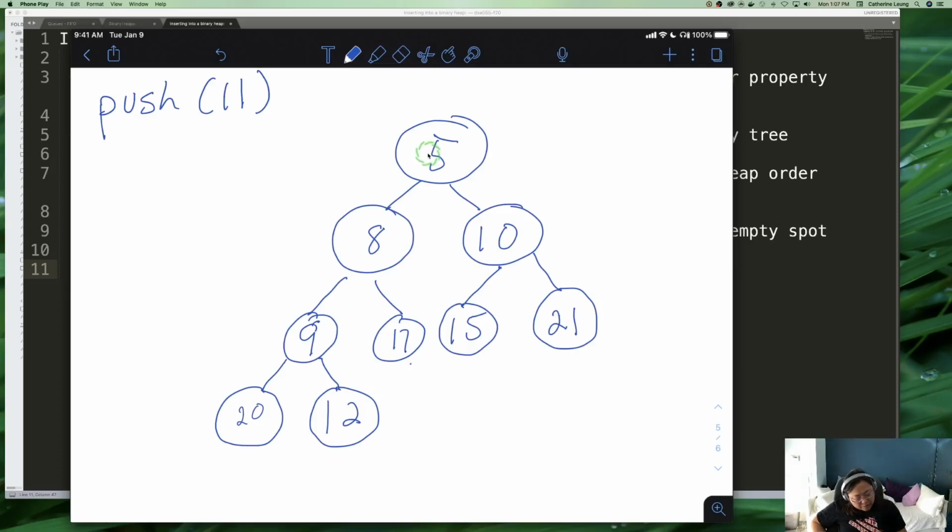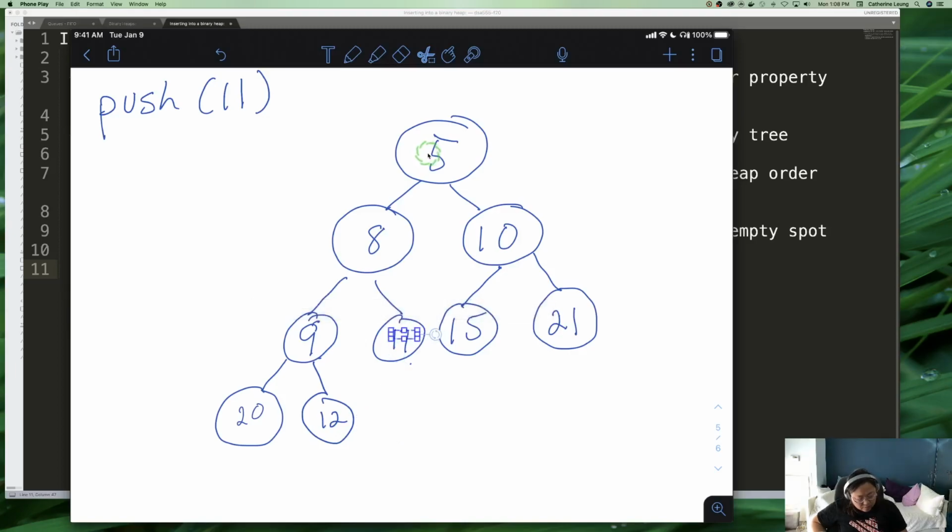So where does 11 go? 11 goes to the left of 17. Oh, sorry, that's not true. 11 doesn't necessarily go there. So I have to move this around a little bit just to make space. The node for 11 is going to go here, like on the first node, the empty spot goes here. Can I put 11 there? And the answer to that is no, I cannot. So what do I do? I take the 17 and I pull it down.